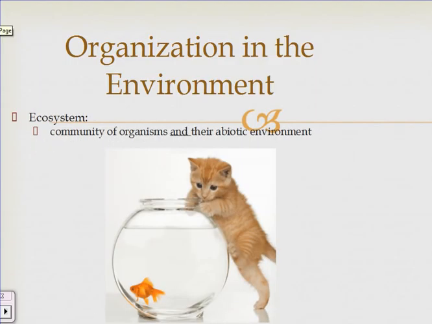The ecosystem is a community of organisms and their abiotic environment. So in this picture here, we have our kitten, and we have our second species here, the goldfish. Now, again, this is a community, so it includes the cat and the goldfish and the abiotic environment. So it also includes the water and the air, anything that is abiotic.